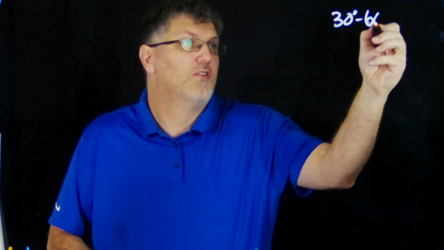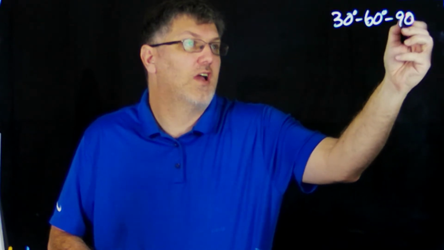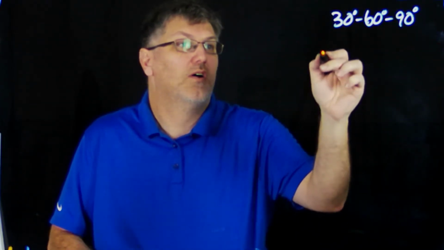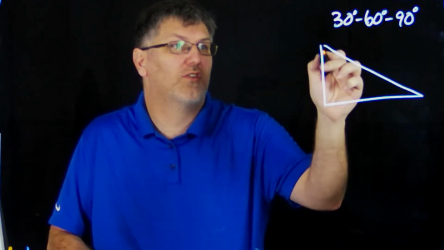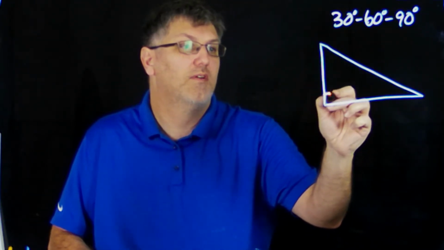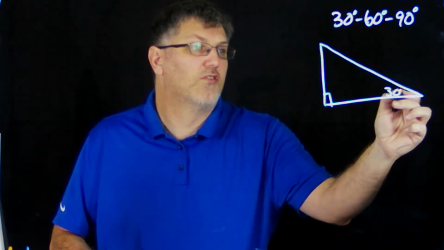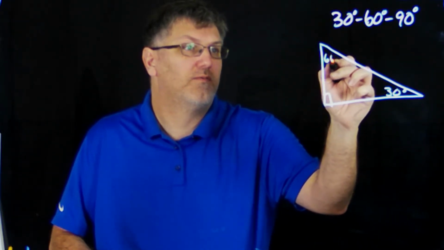Okay, so I'm going to explain the other special right triangle that we have. This is actually our 30, 60, 90 triangle. This has another pattern to it, just like the 45, 45, 90. So this is my basic setup right here.